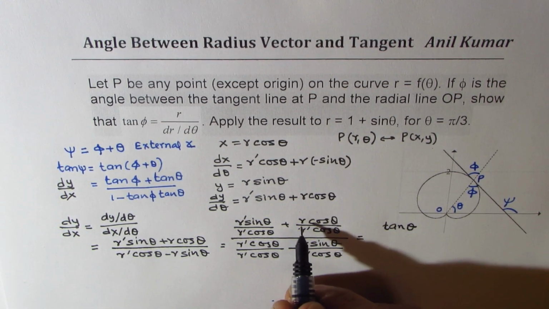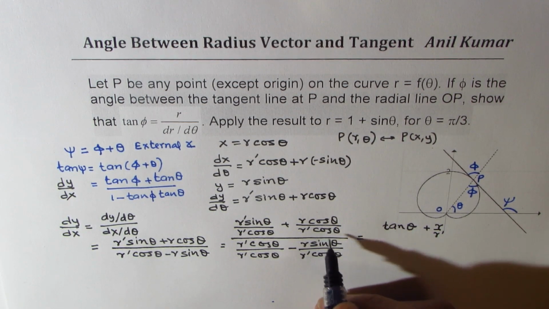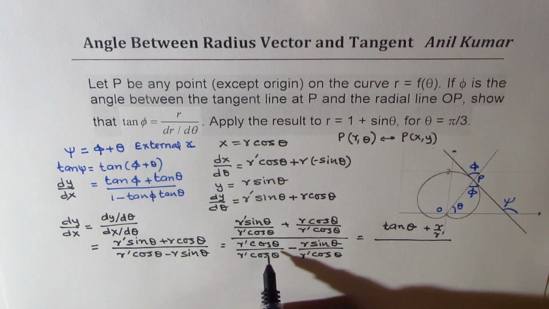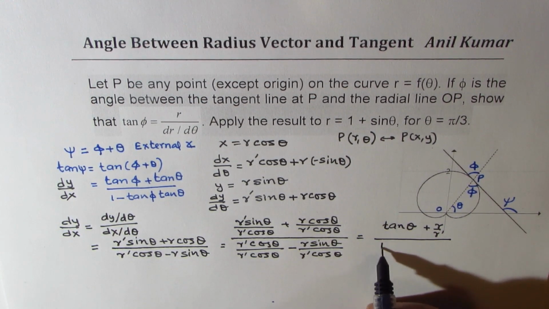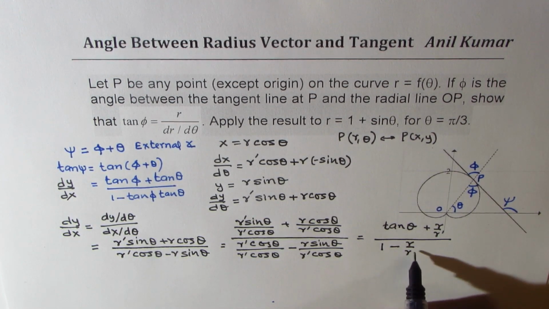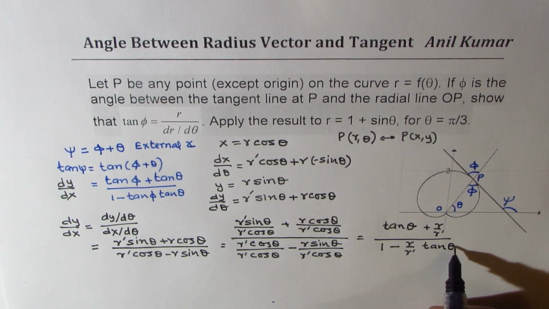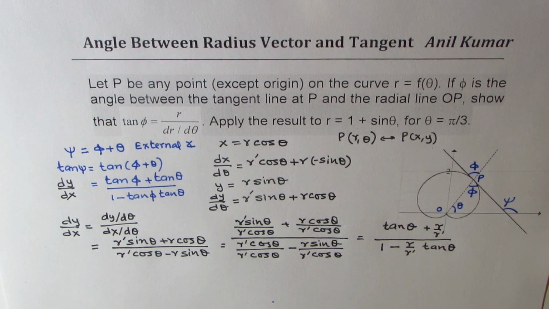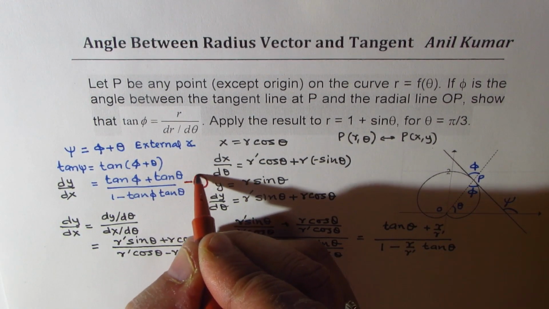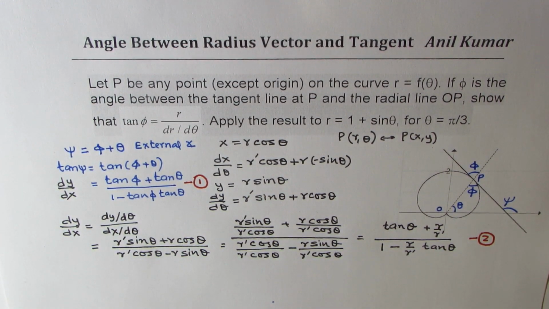The second term, we get r over r dash, cos and cos theta cancel. Here r dash cancels, cos theta cancels, so we get just 1 minus r over r dash, sine theta cos theta gives us tan theta. Perfect. Now, if you compare these two equations, equation 1 and equation 2, what do you notice?